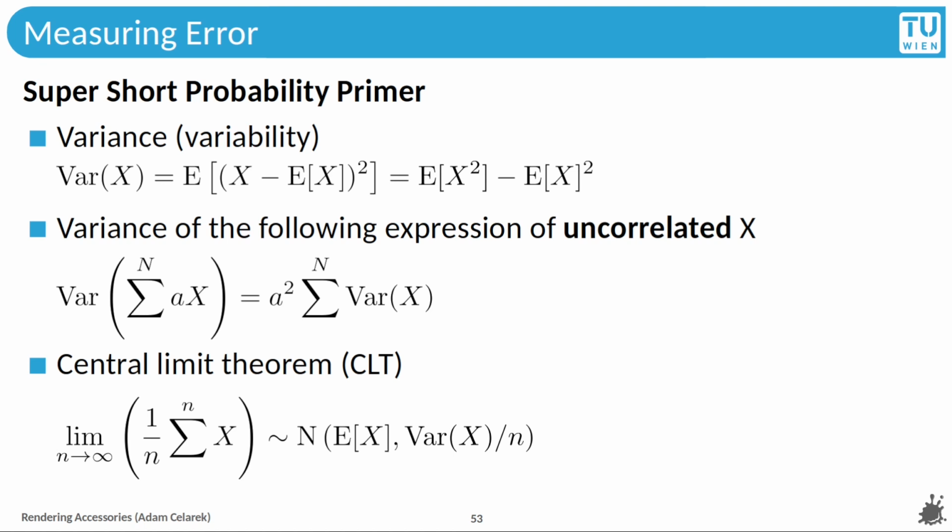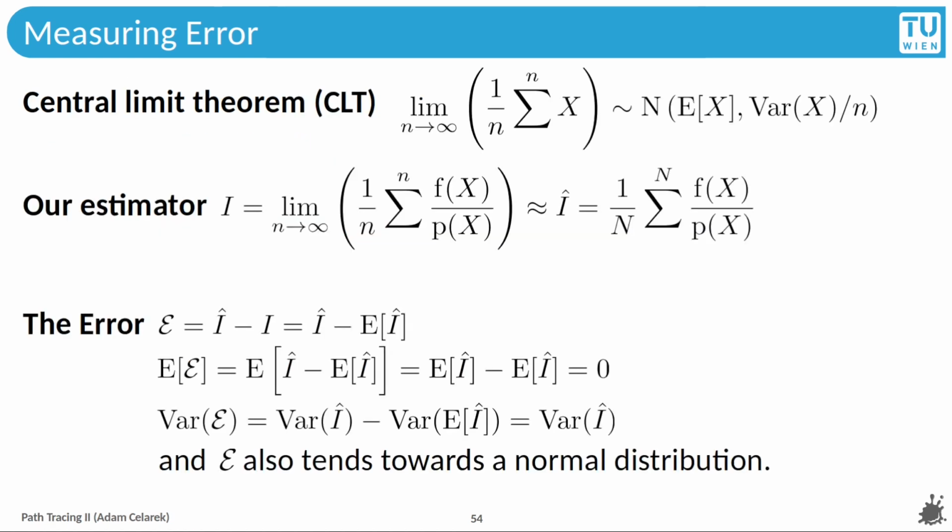Finally, the central limit theorem. It is usually written in a slightly different way, but this form is equivalent and more useful to us. The average of an ever-increasing number of samples of a given stochastic variable x tends towards a normal distribution with the given parameters. I've put the CLT and our estimator next to each other. We see that the estimator is pretty close to the CLT, with the stochastic variable being f over p. That means that in the limit our estimator I hat is a stochastic variable and becomes normally distributed.